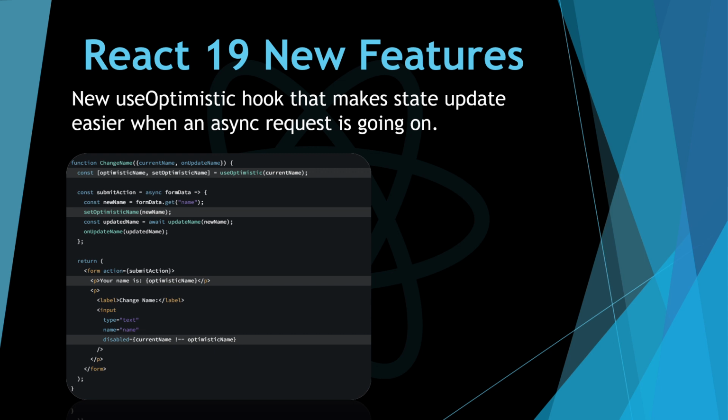So the use optimistic will immediately render the optimistic name while the update name request is in progress. So when the update finishes, React will automatically switch back to the current name value. Okay, that is how this optimistic hook works. So currently we are only getting the overview. We will also see this in real time with the practical approach in the coming videos.